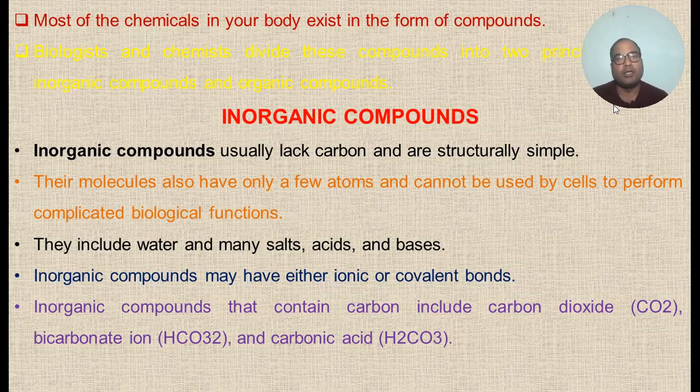All of these are studied under the inorganic compounds category. Inorganic compounds may have either ionic or covalent bonds. Inorganic compounds that contain carbon include carbon dioxide, bicarbonate ion, and carbonic acid. So these details were regarding inorganic compounds.